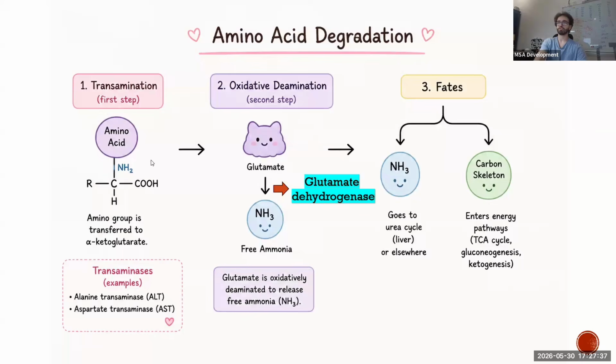So after transamination, we said the amino group will go to alpha ketoglutarate and they will make glutamate. Then we said we want to get rid of everything. The glutamate will turn into ammonia. It will turn into what? Ammonia by the enzyme glutamate dehydrogenase.